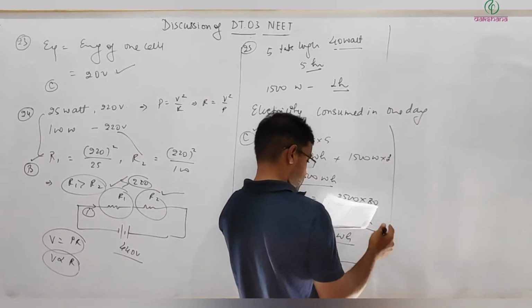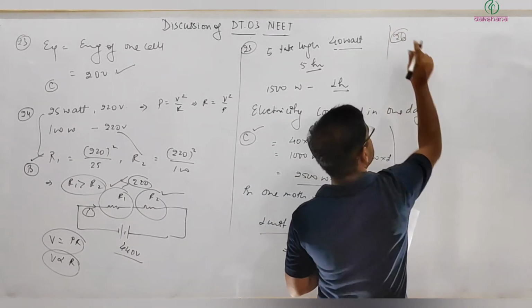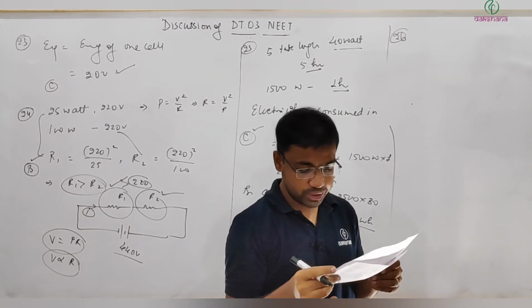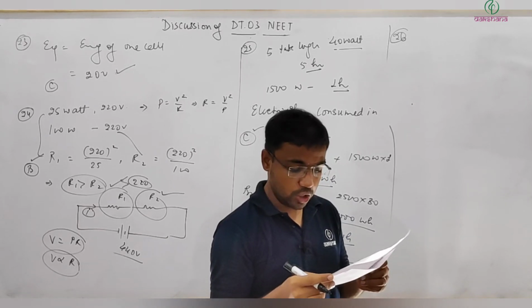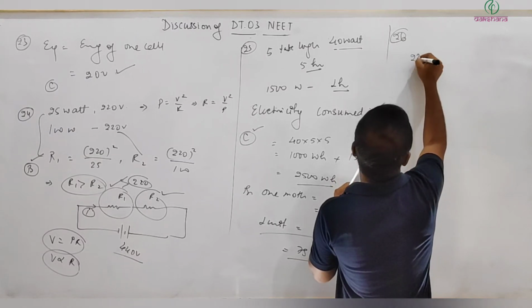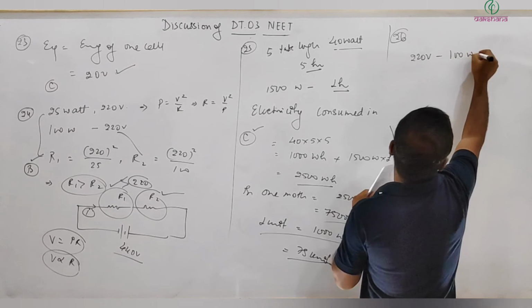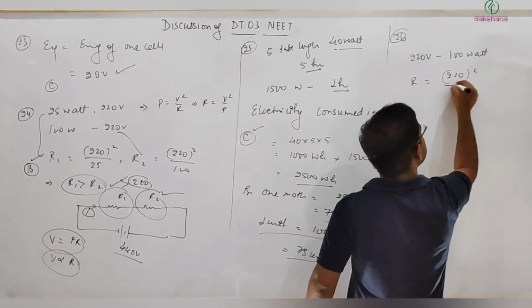Next question, number 26. Let me erase it now. Electric bulb 220 voltage and 100 watt, power consumed by it when operated at 110 volt. So here the bulb is 220 volt and 100 watt. Resistance is equal to what? 220 square divided by 100.